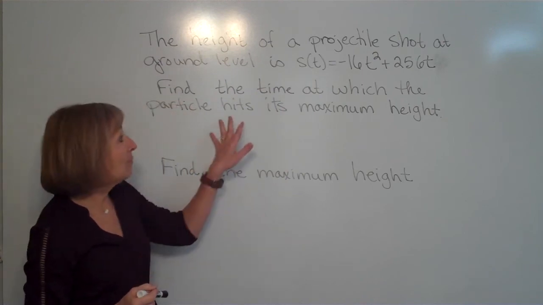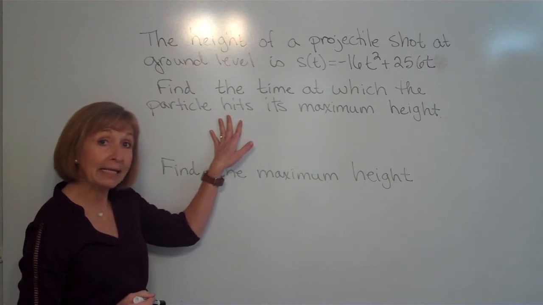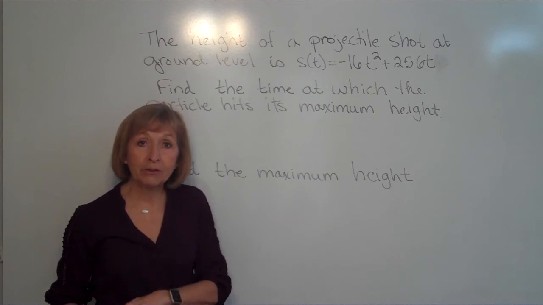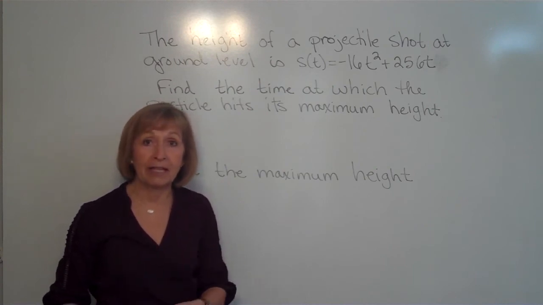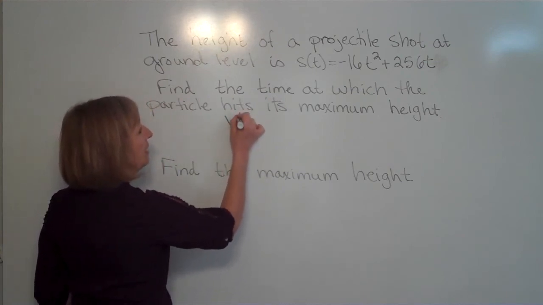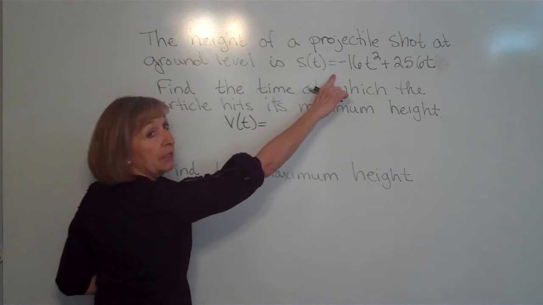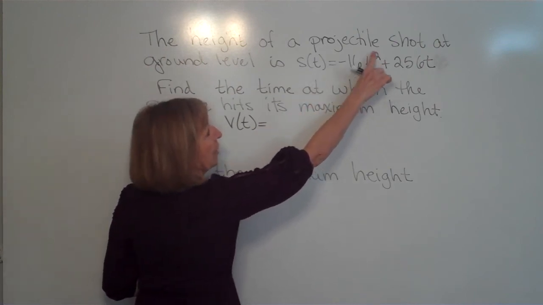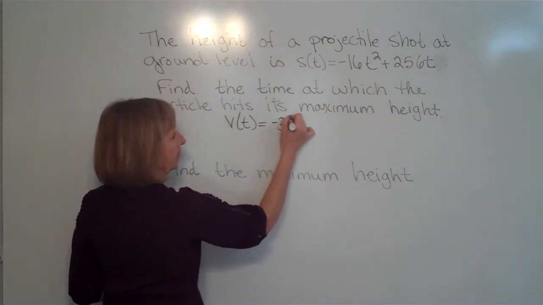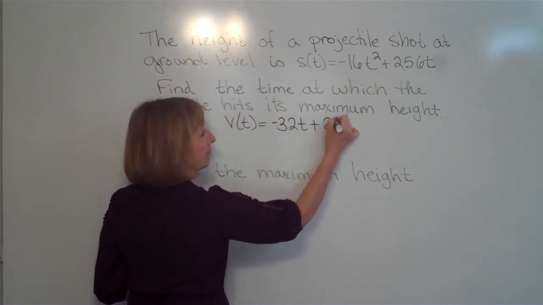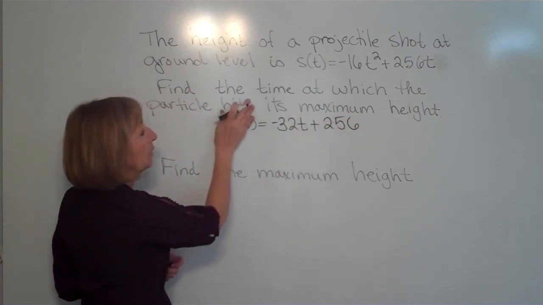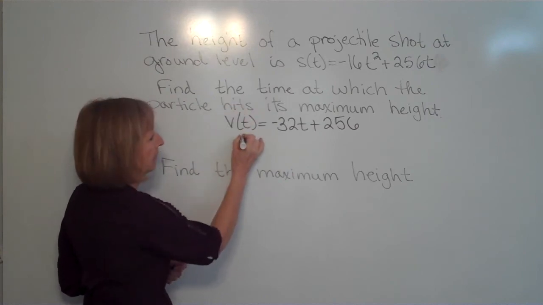So to find the time at which the particle hits its maximum height, we want to take the instantaneous velocity function and find out the value of t for which the output of the velocity function would be 0. So remember, our instantaneous velocity function v of t is the derivative of the position function. So that's negative 32t plus 256. So then it will hit its maximum height when the output of the velocity is 0.